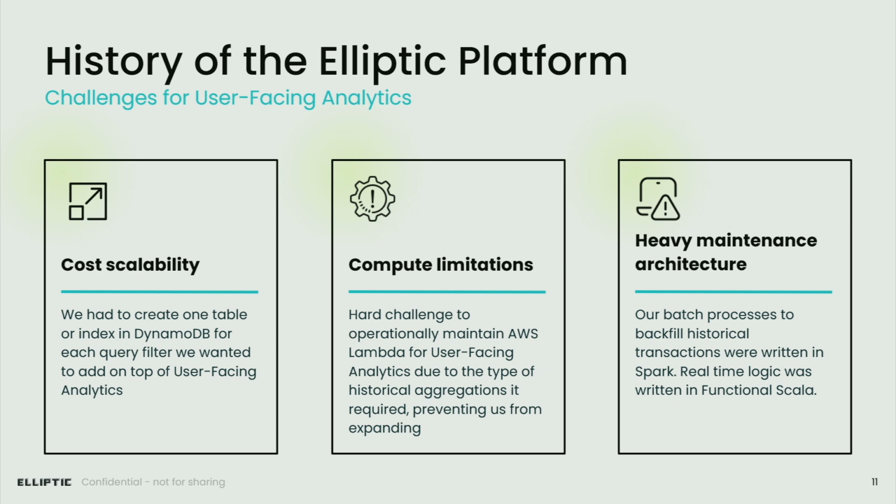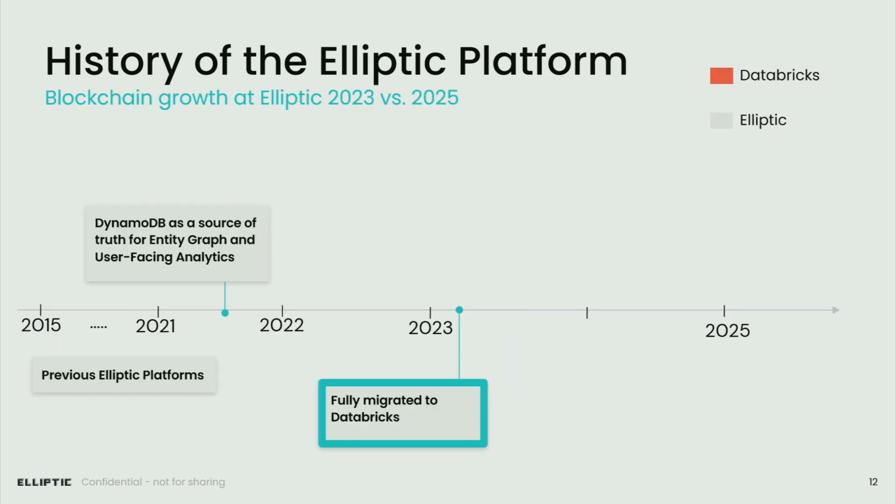Compute limitations. We were trying to do a big data job inside Lambda, and this was clearly not ideal. So this prevented us from expanding. And heavy maintenance architecture. We were maintaining Spark logic to initialize and backfill all the blockchain data. So this required some custom logic and code. As well, we were hosting all the real-time logic in Lambda, functional programming. So our engineers had to maintain two different repos, super different. And again, this was very complex.